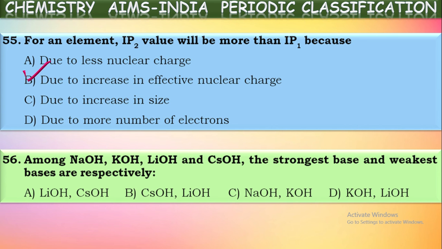In a group from top to bottom, basic character increases because metallic character increases. So from lithium to cesium, metallic character increases and hence basic character also. Now which will be the strongest base? Cesium hydroxide, which is at the bottom. Cesium hydroxide is the strongest base, and the topmost one, lithium hydroxide, is the weakest base. They asked first strongest, so first cesium hydroxide and then lithium hydroxide. Where are these? Here. Okay, this is the correct answer.